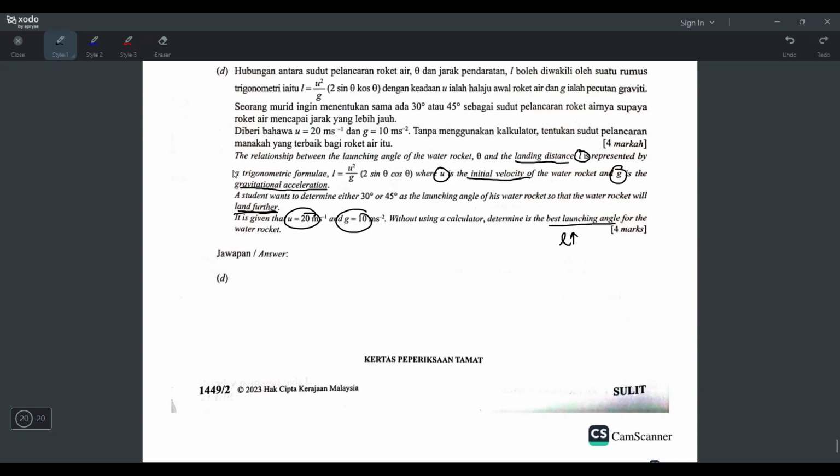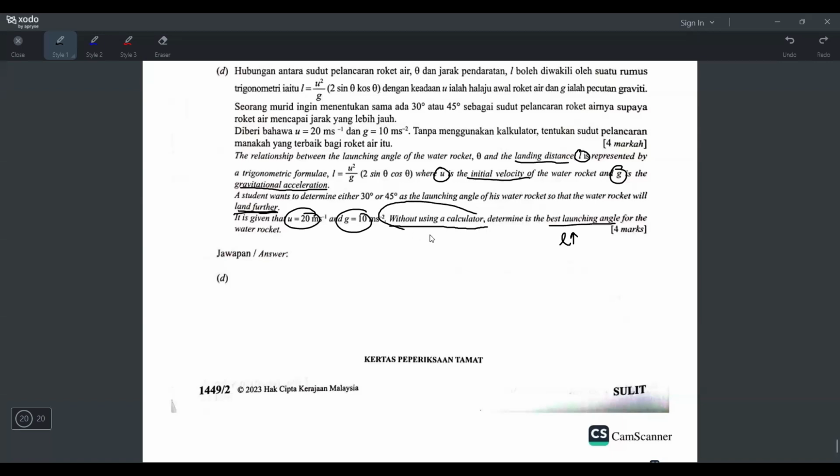Okay, so first step, what do we have to do? We have to use this formula to calculate landing distance. And we have to sub the theta with 30 and 45 and see which one give me a longer, like lagi jauh punya, which one land further lah. Okay, so we have to sub 30 and 45 and the U and the G to find out which angle can land further.